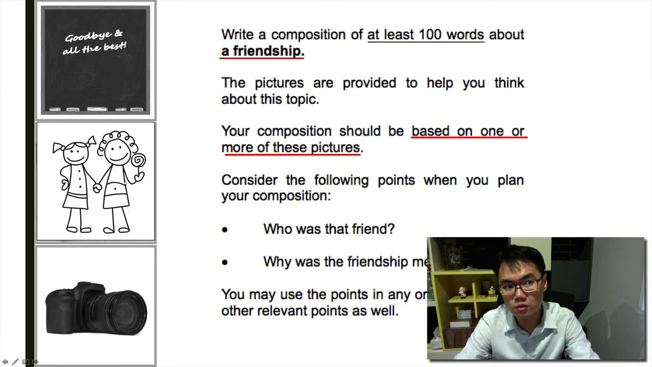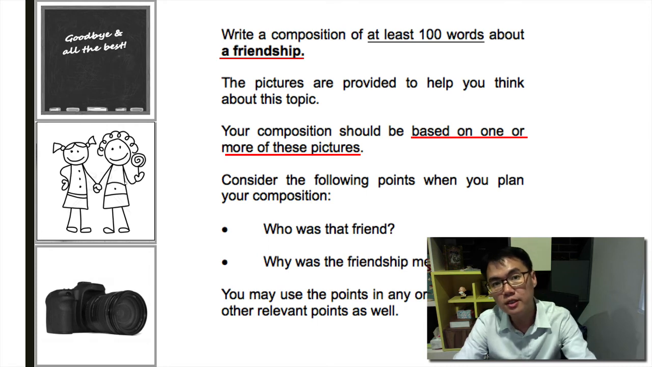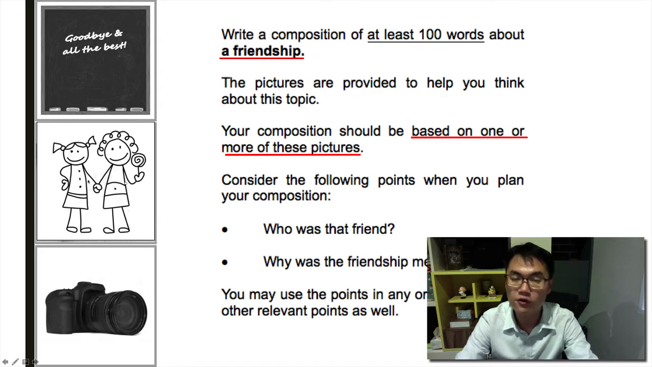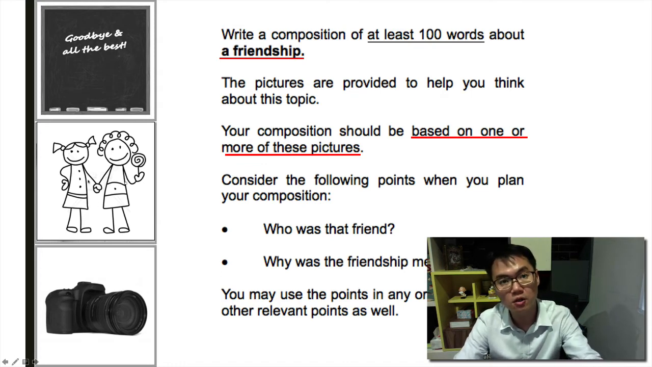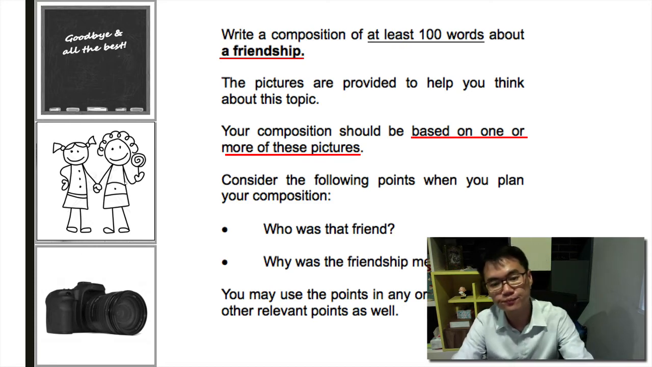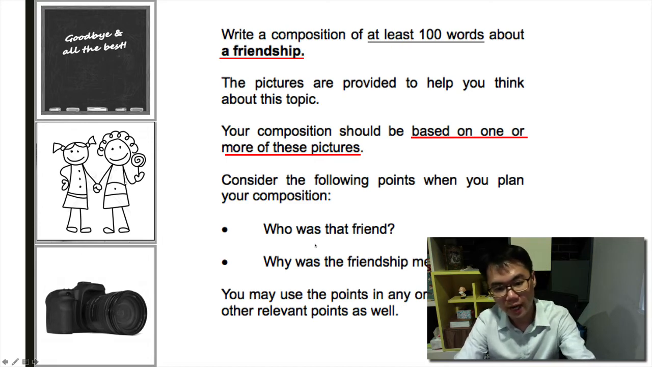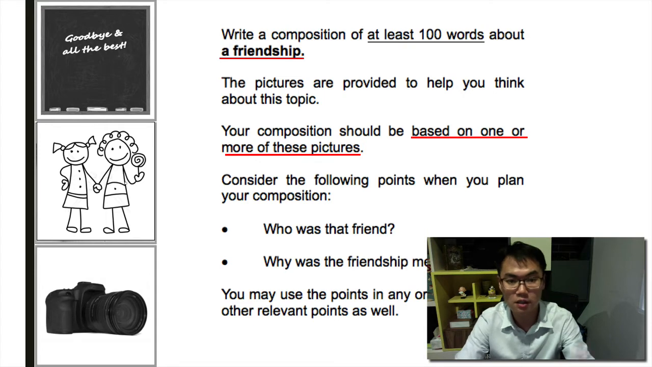And since this note, goodbye and all the best, is written on a blackboard or a whiteboard, I could reasonably deduce that it could be graduation, that these two good friends are about to go separate ways because they're leaving their primary schools. So that's the story, in a nutshell, Mr. Pang is going to write about this evening. So bear in mind the pointers at the bottom here. Who was that friend? Why was the friendship meaningful? Could be some points that you can include or help you in planning your story, but are not compulsory. The important things are the picture and the theme.